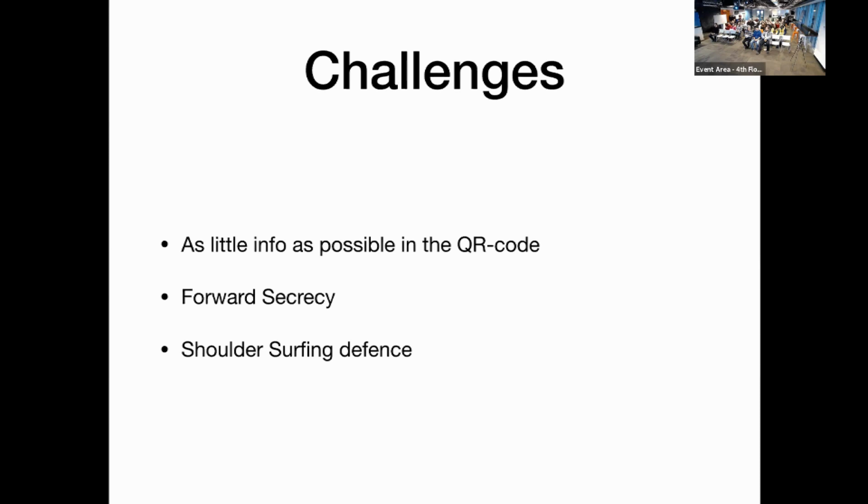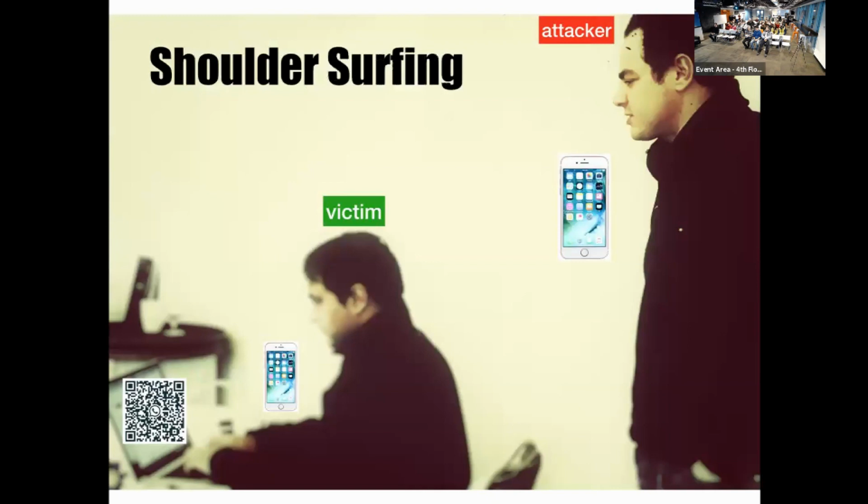Well, we want that QR code to have as little information as possible because it's only a QR code. We also want forward secrecy, so if someone else snaps your QR code later, they're not going to have the decryption key to decrypt all the secret information that you're sending between your phone and your desktop. And we also want protection from shoulder surfing.